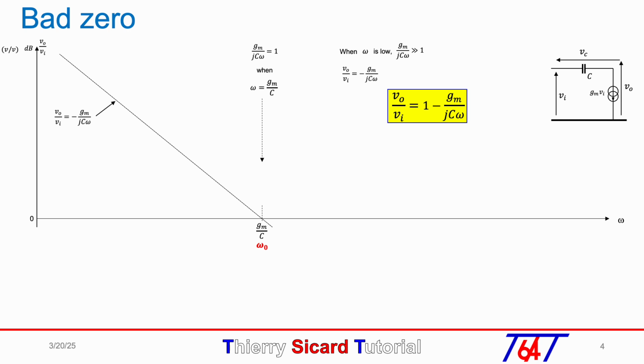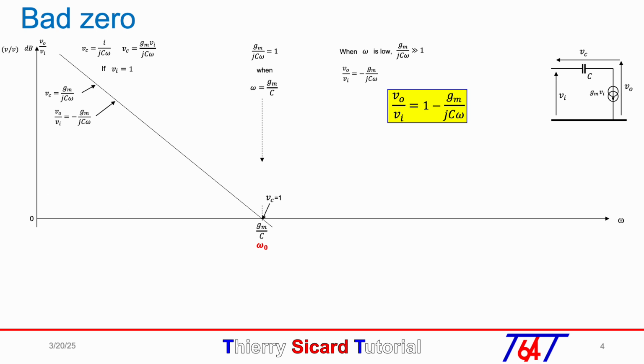The voltage Vc across capacitor C is gm Vi over jCω. If we set Vin equal to 1, the asymptote represents the voltage Vc. So when the asymptote crosses 0 dB, it means that Vc equals 1.